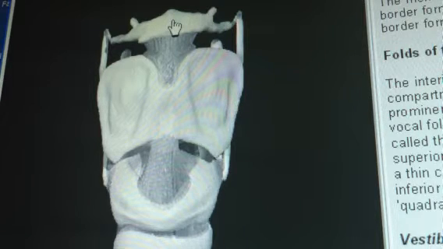This particular video is going to go over some of the membranes and ligaments of the larynx. Remember, the membranes and ligaments of the larynx are also classified as intrinsic or extrinsic. Extrinsic means some portion of them lies outside of the larynx. Intrinsic means that they lie completely inside the larynx.